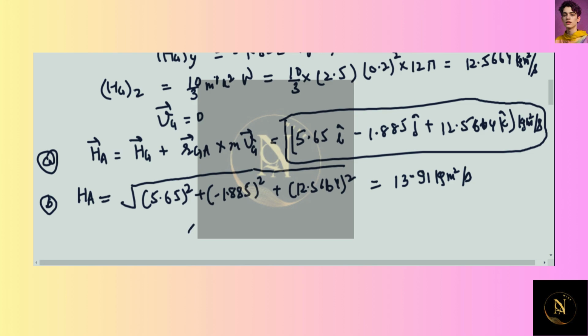So the angle between AB as a shaft and the angular momentum can be defined as HAZ upon HA. Substituting the values, 12.5664 upon 13.91, so the angle will be 25.4.